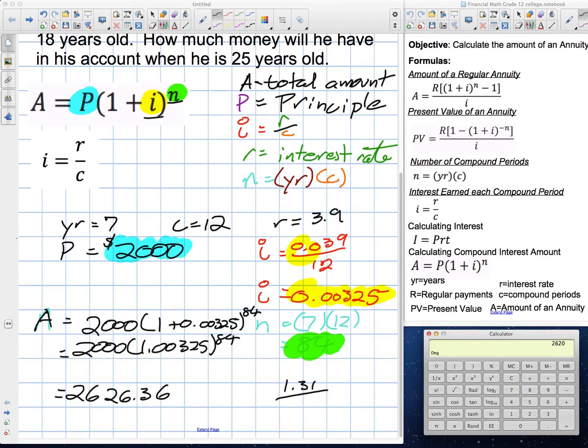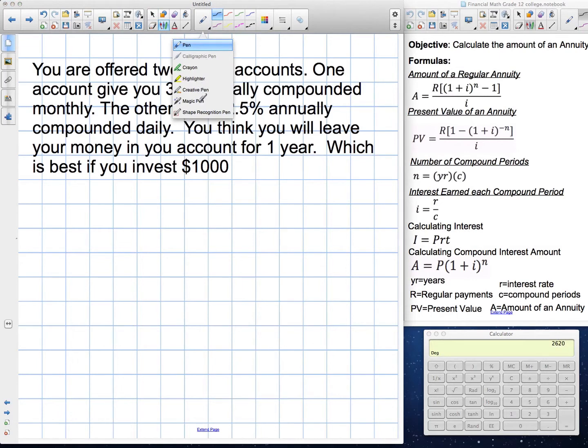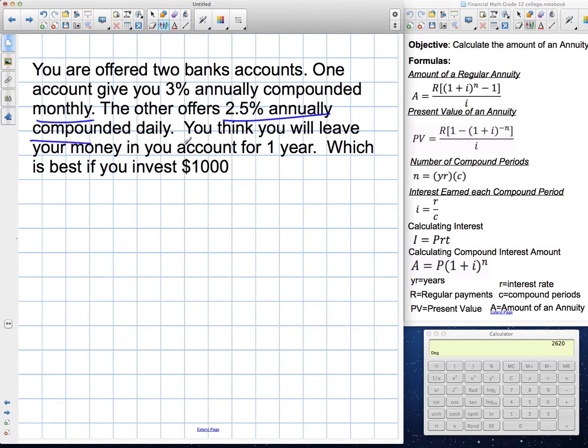Second question. You're offered 2 bank accounts. One account gives you 3% annually, compounded monthly. The other one offers you 2.5% annually, but compounded daily. You'll probably leave your money in the bank for about a year before you need to take it out. Which would be best if you invest $1,000?